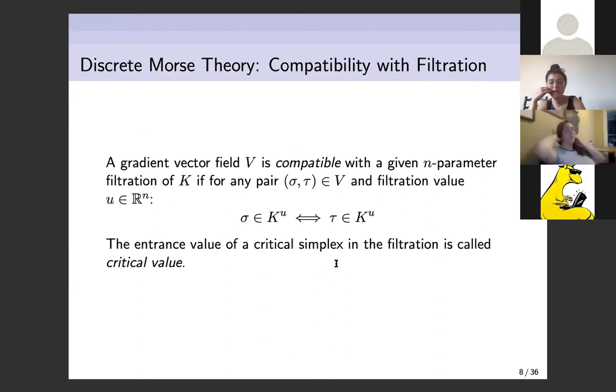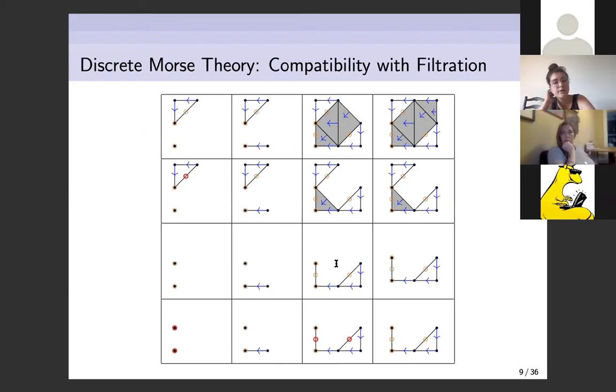We want the paired simplices to appear at the same time in the filtration. It doesn't matter when the critical cells enter the filtration, but the time where they enter the filtration will be called the critical value, okay? So maybe an example to illustrate this.